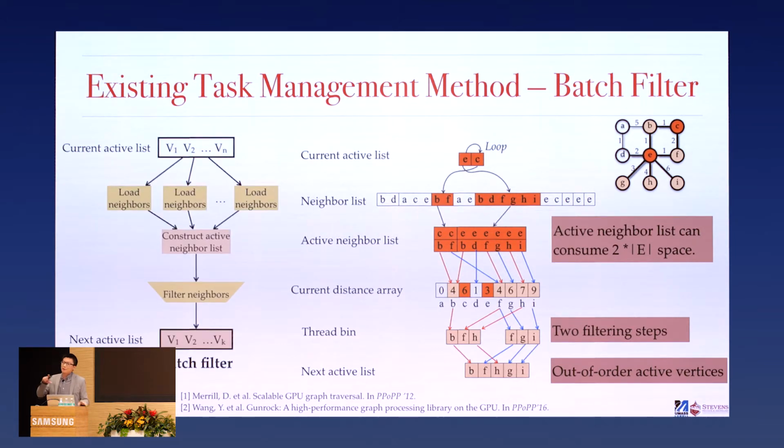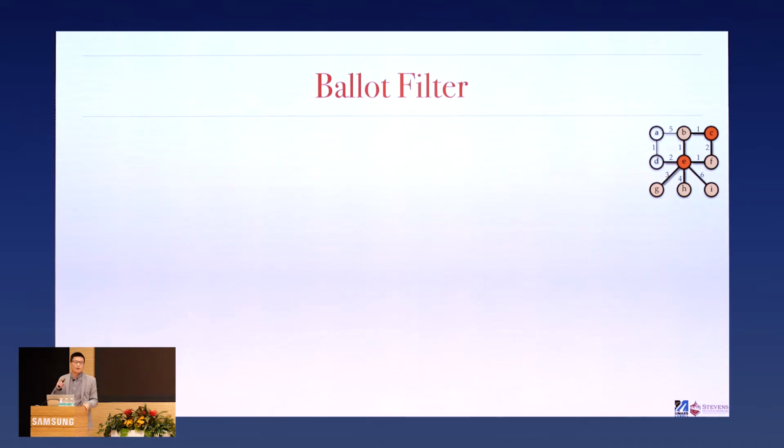So to summarize those examples for your better understanding: you have the current active vertices, you load the neighbors simultaneously, and then you construct an active neighbor list, and then you filter out those neighbor lists, and then you generate the next active list. Here, the pink color means it's pretty bad because it consumes too much memory, or because it generates those out-of-order active vertices. So instead of doing that, let's see how we propose to do it using GPU-specific design.